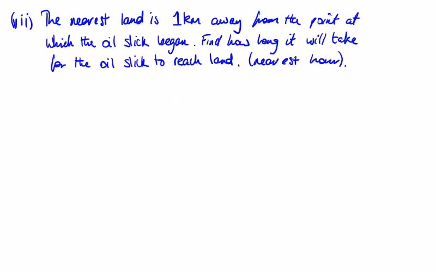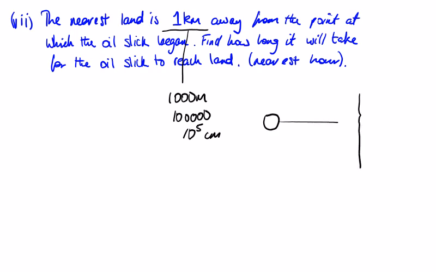In the last part of this question, the nearest land is 1 kilometer away. Okay, 1,000 meters. We're dealing in centimeters here. So that's 10 to the power of 5 centimeters. It's away from the point at which the oil slick began. So here's our oil slick, here's our land. So how long is it going to take to get to here?